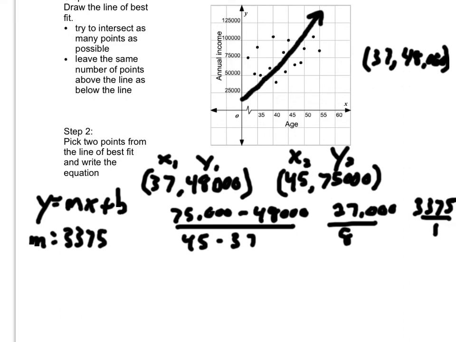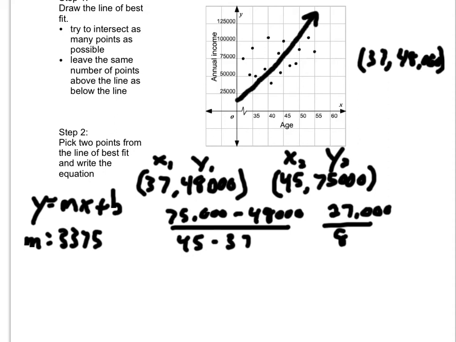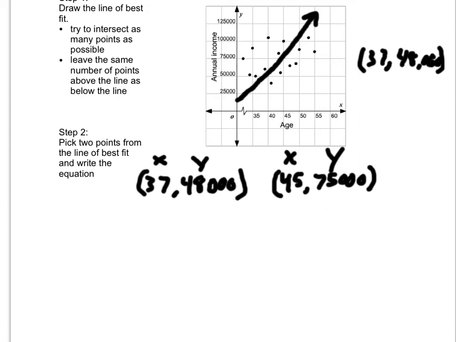Now I'm going to erase this work just to save myself room on the screen. You need to keep it and follow along down below. So again, I'm going to erase this work that I've shown here, if it'll let me. Whoops, I'm going to need to rewrite that. My m was 3,375.